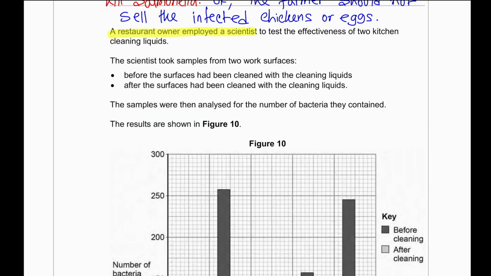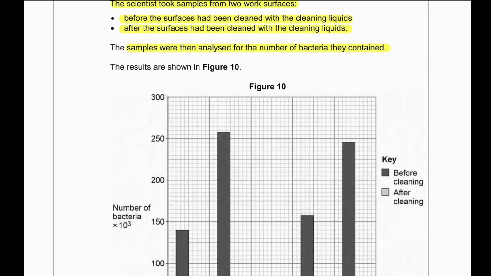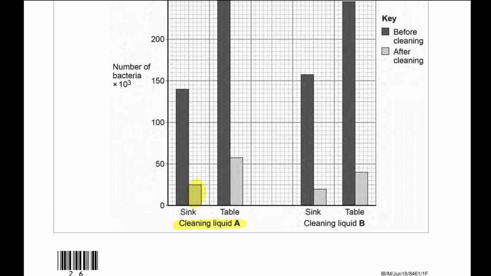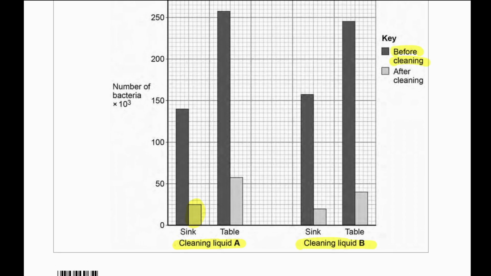A restaurant owner employed a scientist to test the effectiveness of two chicken cleaning liquids. The scientist took samples from two work surfaces, both of which had been cleaned with the cleaning liquids. The before and after samples were then analyzed for the number of bacteria they contain. The results are shown in figure 10. We can see with cleaning liquid A, before cleaning and after cleaning, there is a huge difference in both the sink and the table, and there is a pretty moderate difference with cleaning liquid B. We can see there is a great effectiveness in the table.